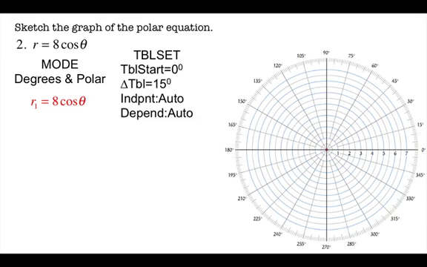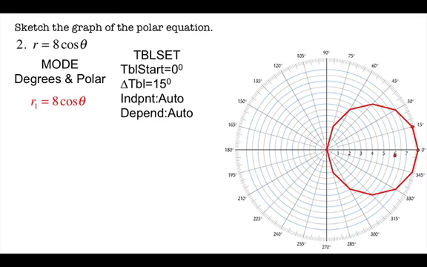What you're going to do with those numbers is graph them onto this polar graph. So 0, 8, which is right here, and then 15 degrees and 7.7, something like this. Once you graph all the values in the table, your graph is going to look something like this. And this is the graph that corresponds to number 2.